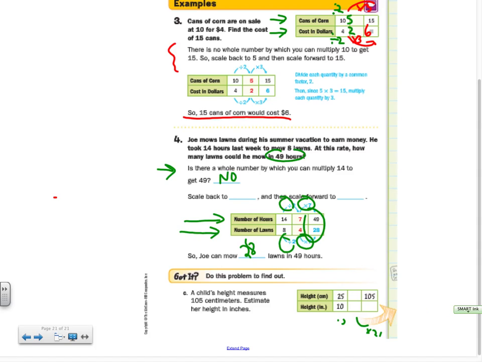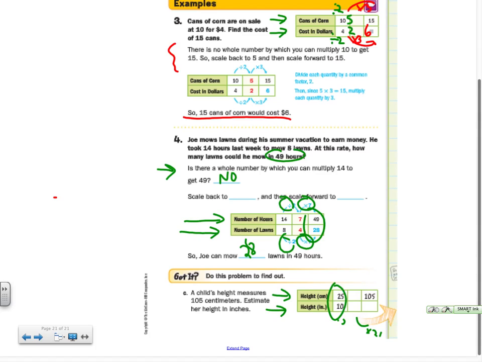Okay, let's go to the Got It. Do this problem to find out. A child's height measures 105 centimeters. Estimate her height in inches. So they gave us some information in the table. Height in centimeters to height in inches is 25 to 10.